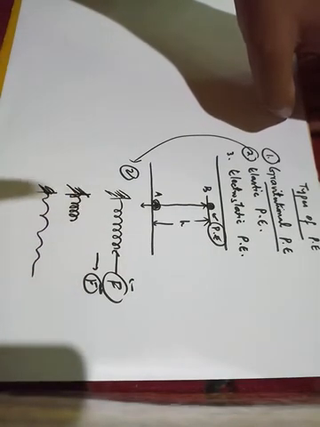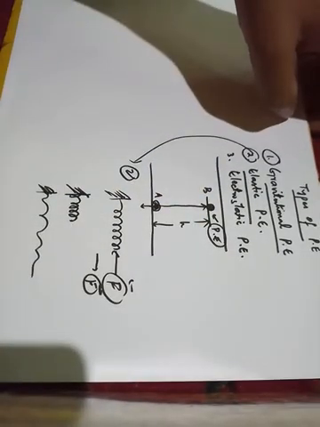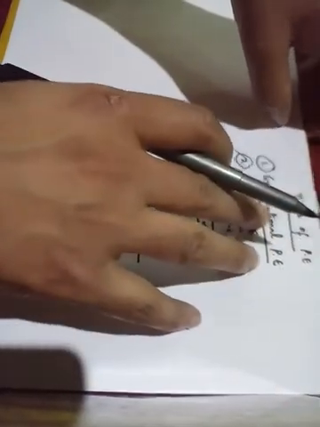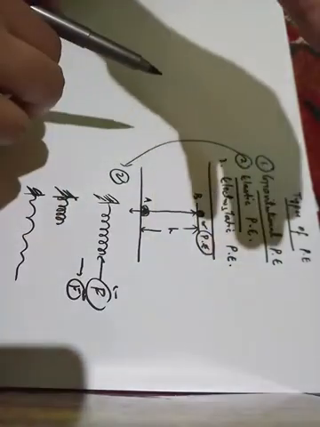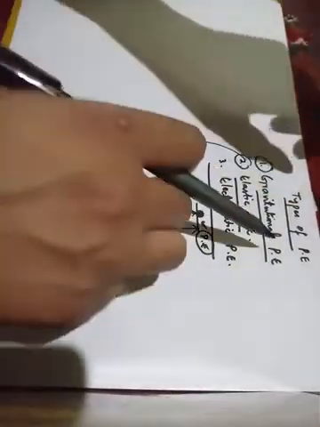This energy is called elastic potential energy. This is not called gravitational potential energy. Are you getting me? So we have types of potential energy. One is gravitational potential energy. It's stored in the body when an object is lifted to a certain height; that stored energy is called gravitational potential energy.